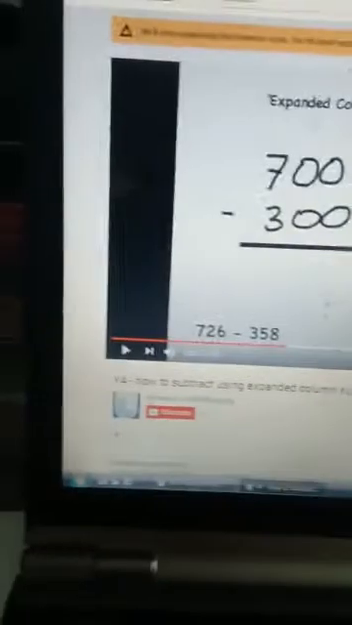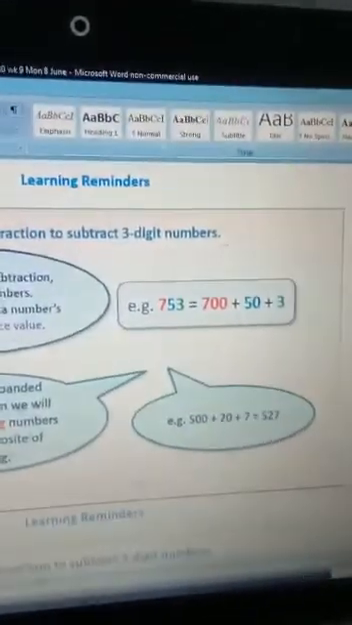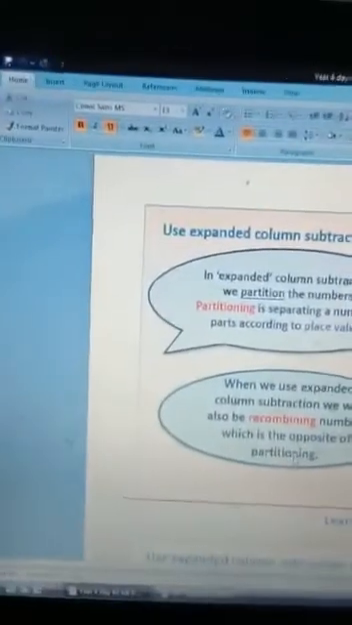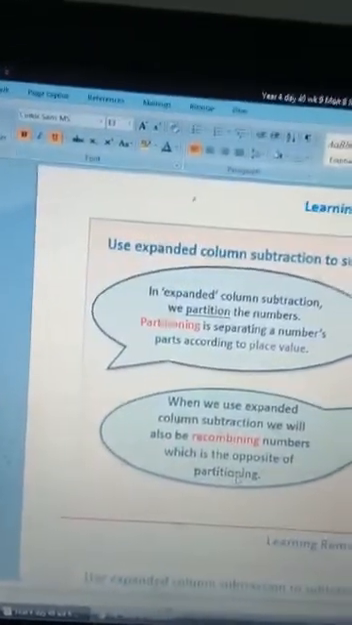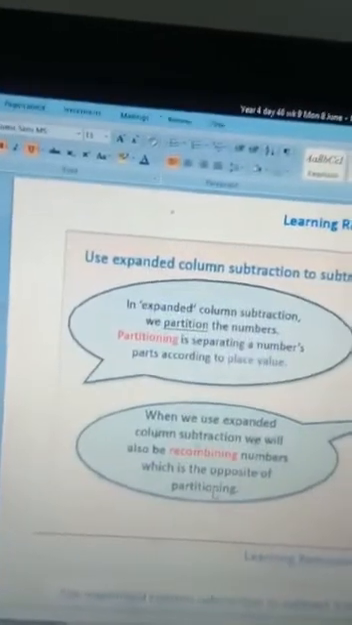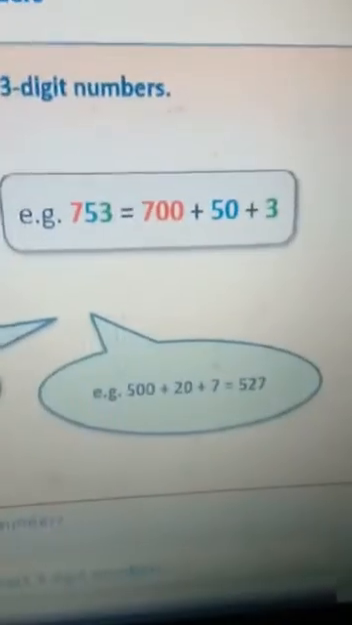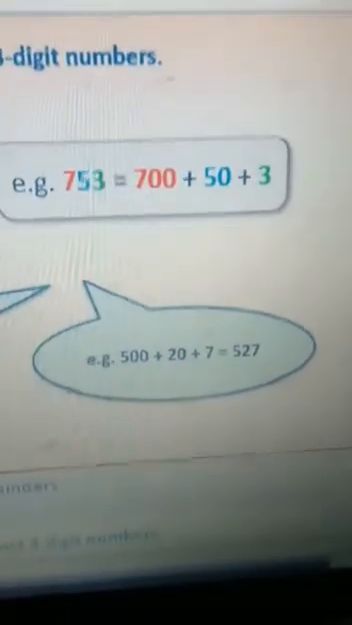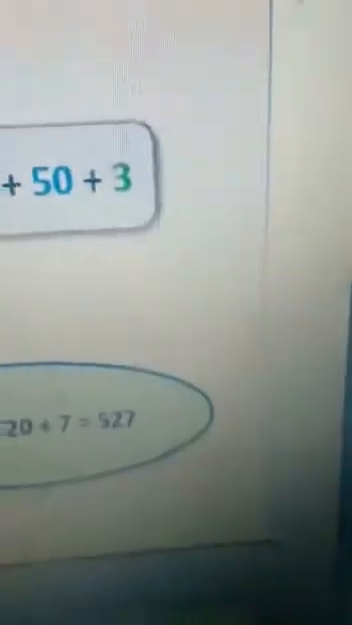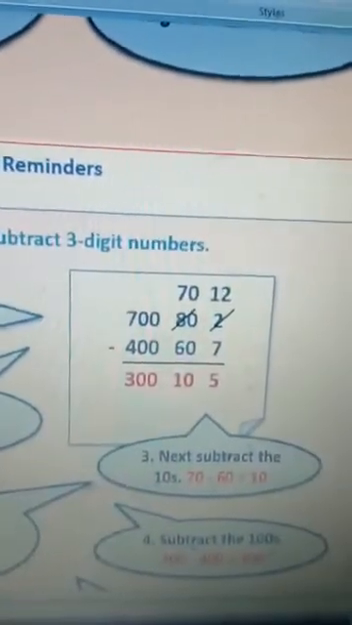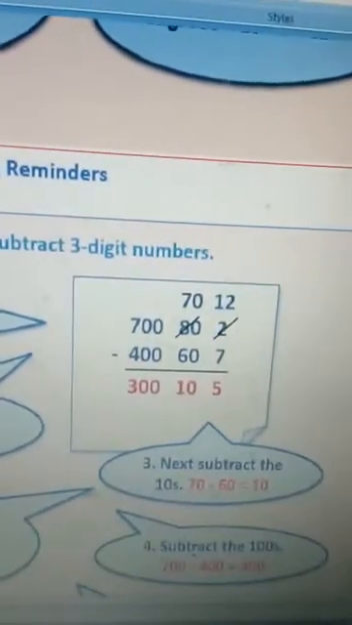Okay, going back to our work. So we look at the learning intentions, where we have to partition the number into its hundreds, its tens and its ones. And then afterwards, when we've done the sum, we can recombine, which is the opposite of partitioning. So we have 500 plus 20 plus 7, put them back together again, and it makes 527.